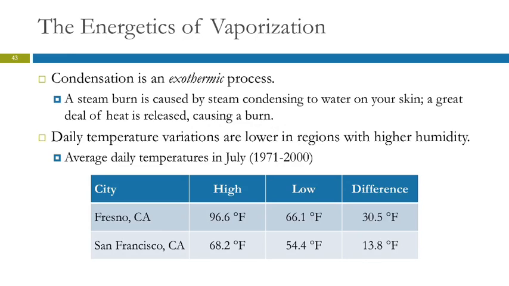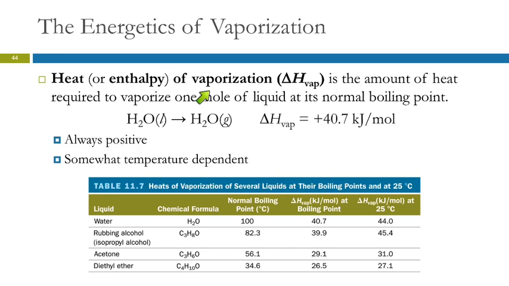Okay, so there's energy involved in evaporation and condensation. So the heat or enthalpy, remember that funky word? The heat of vaporization, we call it delta H vap. That's the change in enthalpy due to vaporization: the amount of heat required to vaporize 1 mole of a liquid at its normal boiling point. So for water, the heat of vaporization is 40.7 kilojoules per mole. So to vaporize 1 mole of water, 40.7 kilojoules. The heat of vaporization is always positive because to cause something to go from a liquid to a gas, you have to put energy into it. It's an endothermic process.